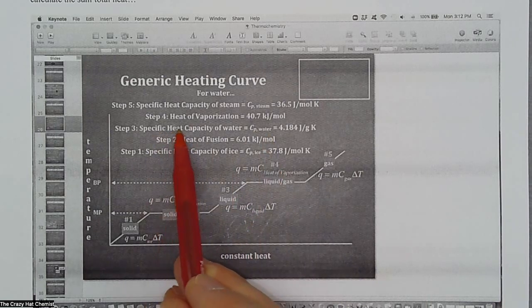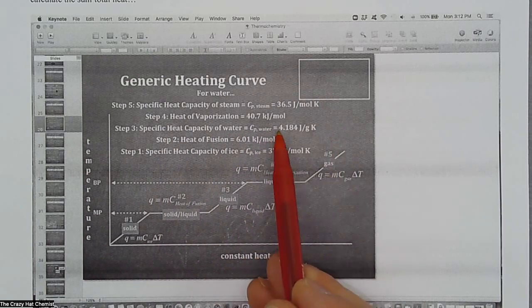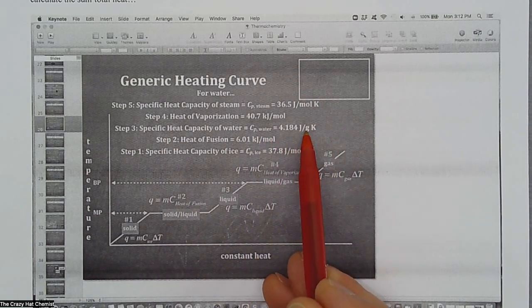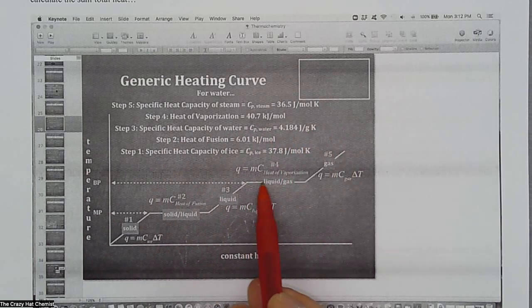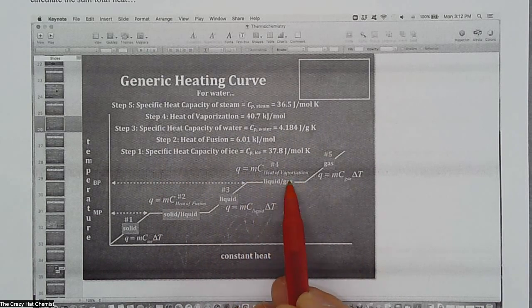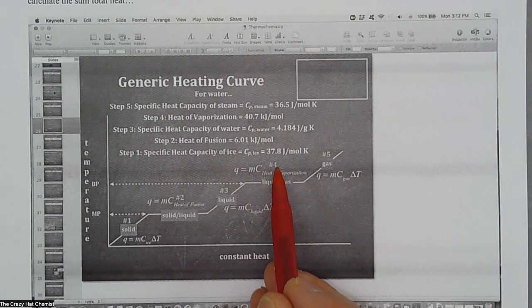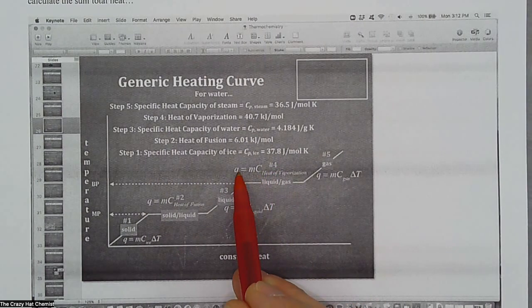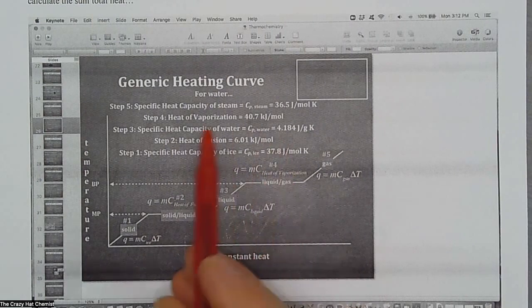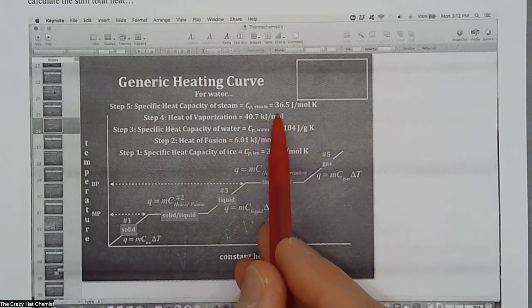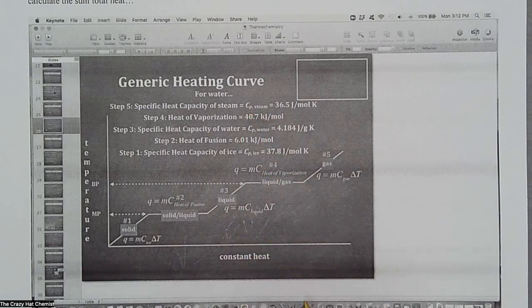And this is the specific heat capacity for water at 4.184 joules per gram Kelvin. Then as we move on here, this is the heat of vaporization. The equation at step number 4 right here is Q equals m times the heat of vaporization, and that heat of vaporization constant is 40.7 kilojoules per mole.